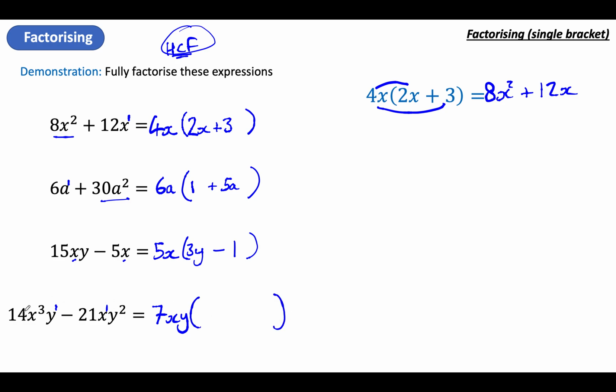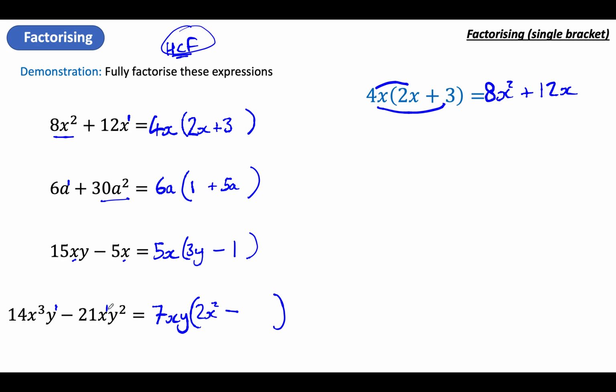And let's make 14x cubed y. Still got 7, but I need 14. So I times it by 2, because 2 7s are 14. I then need x cubed, and I've got 1 of them already. So if I need 3 of them, how many more do I need? I need 2 more. And then a y. I've already got a y, and I need a y, so that's done. That's happy days. Okay, there's a negative here, so let's put the minus in.